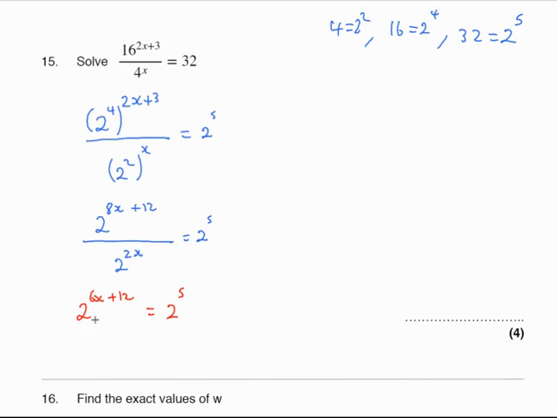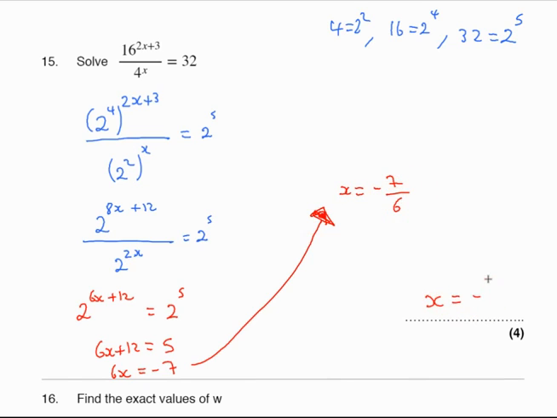Now I can do my same thing. 2 to the power of something equals 2 to the power of something else. So I have 6x plus 12 is equal to 5. Taking away 12 from both sides, I get 6x is equal to minus 7. And then, oh dear, I have x is equal to minus 7 over 6. There we go.